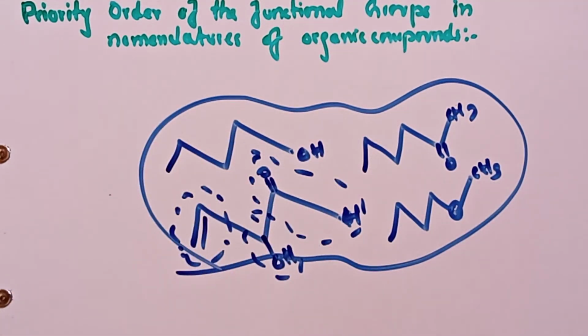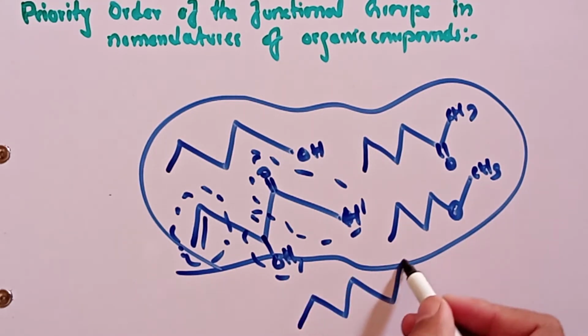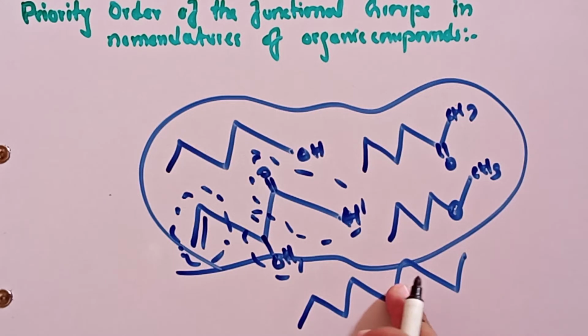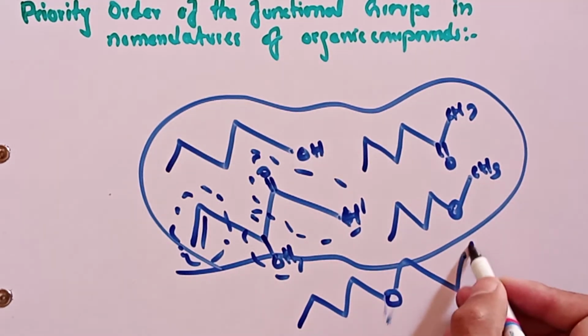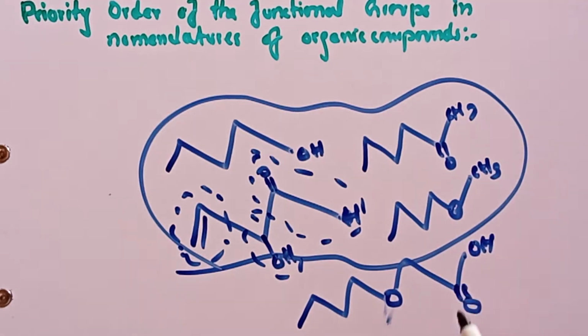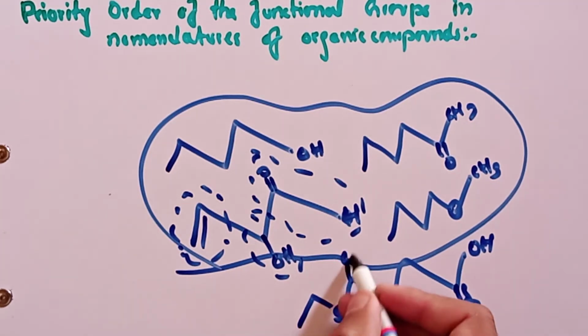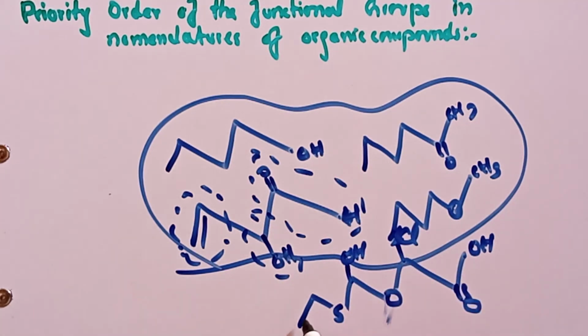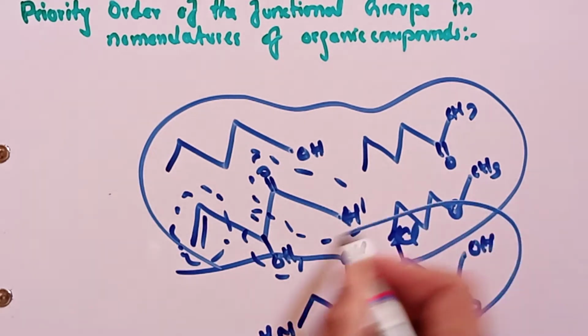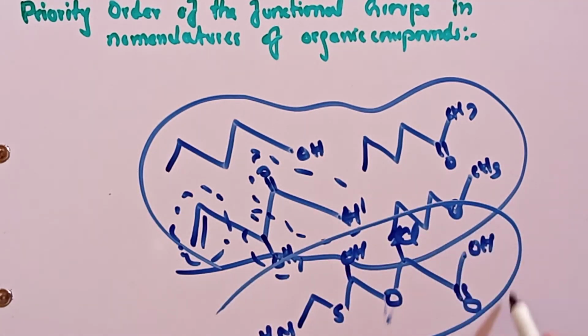So let's discuss. Let's suppose this is the compound. Here is a double bond O, here is an S group attached, here is OH attached, here is a halide, Cl, attached, and here is NH2 attached. Then what will be the name of this compound? Here are many different functional groups.